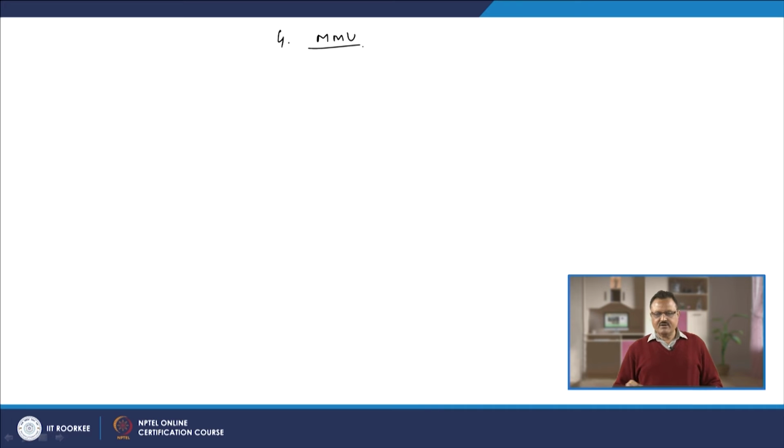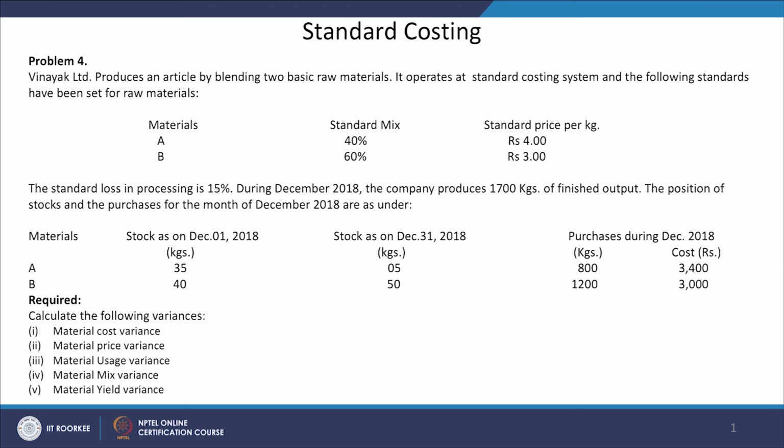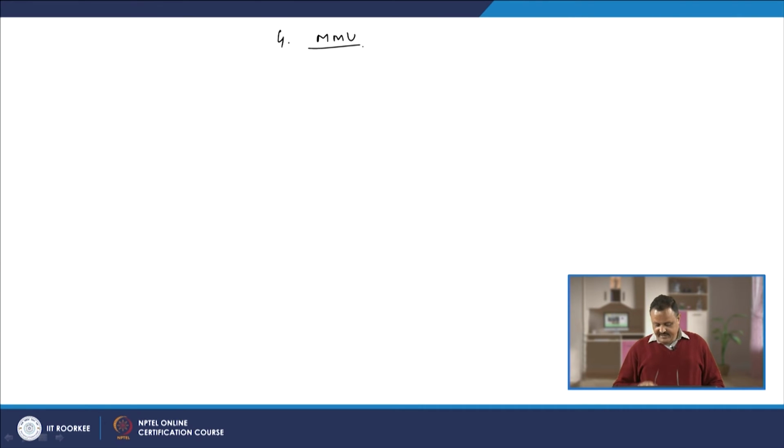Now, we will go for the next variance, which is called the material mix variance. Material mix variance, this is the fourth variance, MMV. If you try to find out the material mix variance, now you will find that two weights are different.